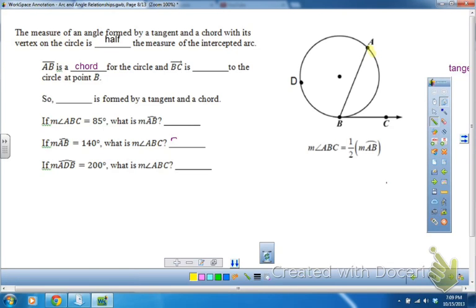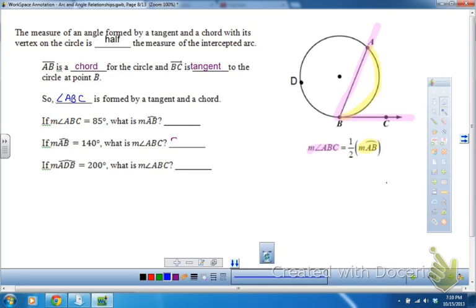Alright, so you have your intercepted arc, and I'm going to highlight it in yellow here. So that's arc AB. And then this angle, ABC, is going to be half of that intercepted arc. So AB is a chord for the circle, and BC is tangent to the circle at point B. So we have angle ABC formed by a tangent and a chord.